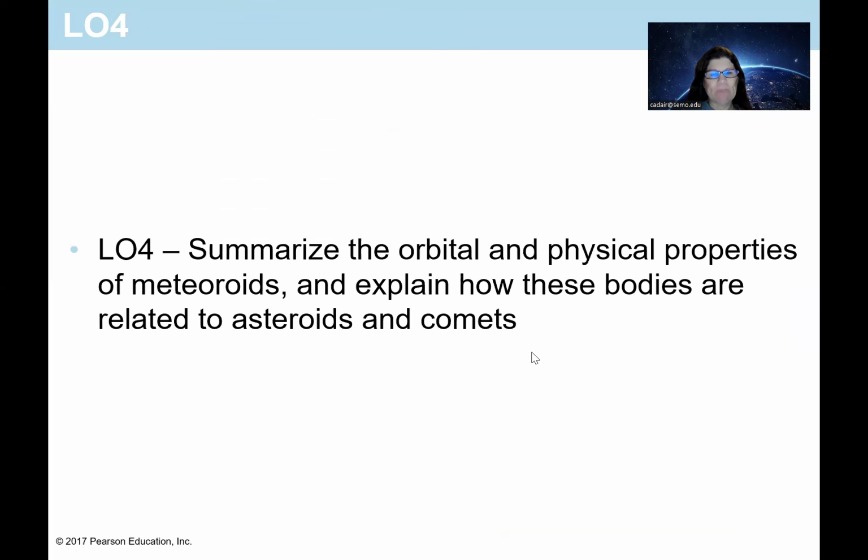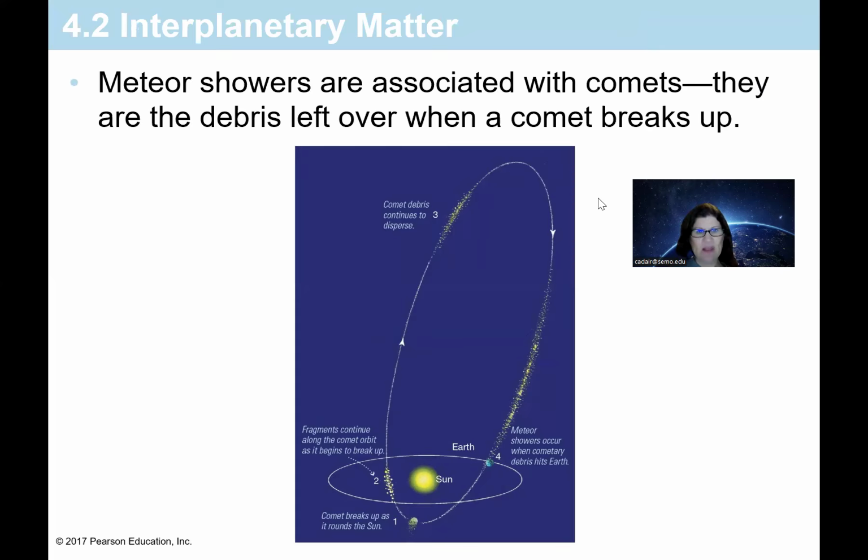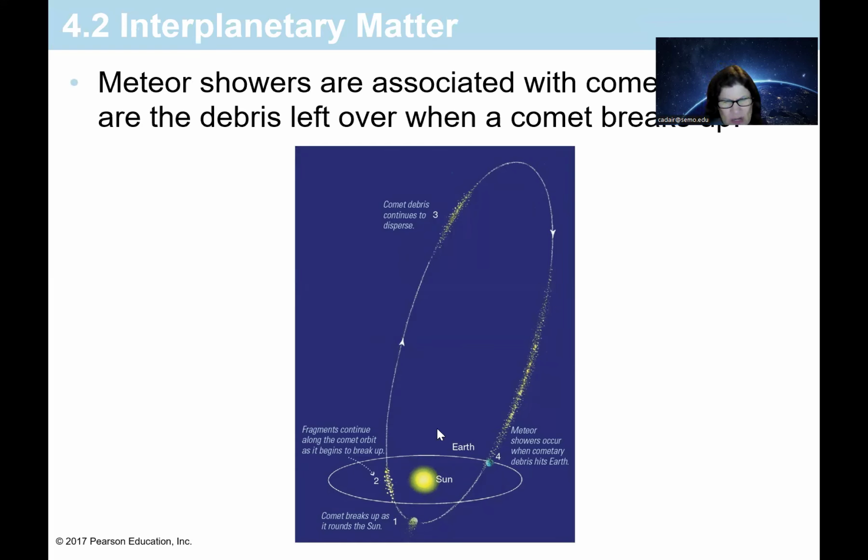Okay. Summarize the orbital and physical parameters of meteoroids and explain how these bodies are related to asteroids. All right, so meteor showers are associated with comets. They are debris left over when the comet breaks up. So here is the sun and the Earth, and a meteor shower occurs. So the comet went through here and it left some debris in its path. And when the Earth intersects that, we get meteor showers because we have junk that we're flying through that burns up in our atmosphere. And so, cool, huh?